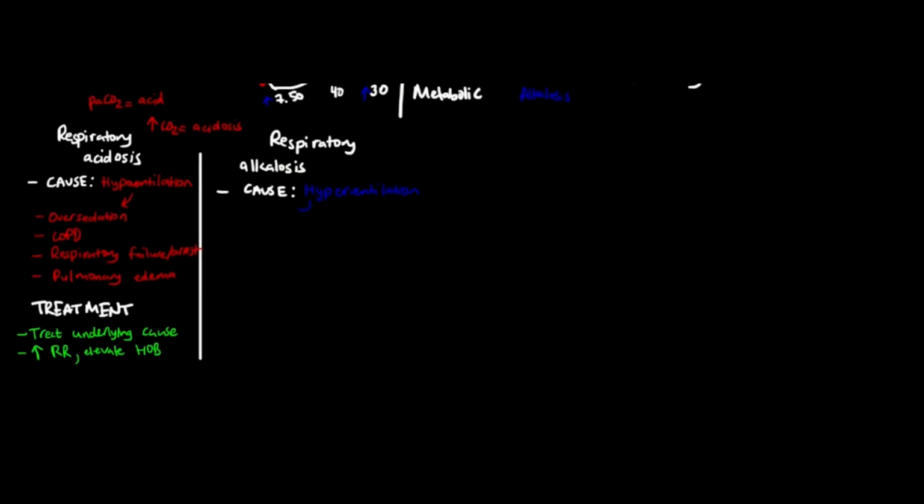So a person hyperventilating, meaning they're breathing more than normal, could be due to them being in pain, if they're anxious, or if they have a condition such as pneumothorax, which increases their respiration. So what we're going to do to treat respiratory alkalosis is we need to treat the underlying cause.